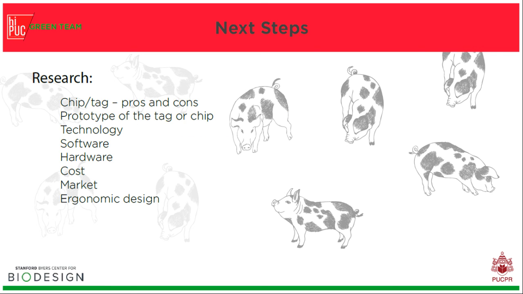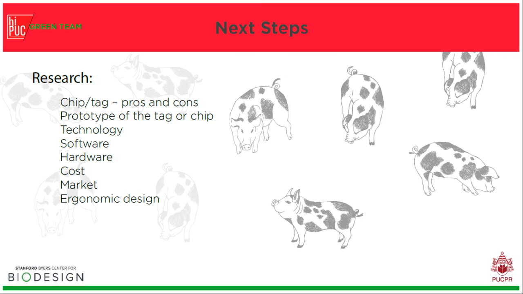What are our next steps? So we need to do a lot of further research into whether we want the subcutaneous chip or the cutaneous tag. So we plan on making a list of pros and cons with market value in there, so how much it would cost to make each, in terms of whether it would stress the pig out or not, etc. We would really like to prototype the tag or chip.